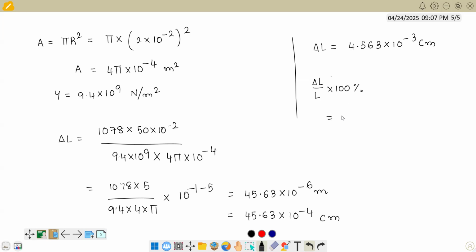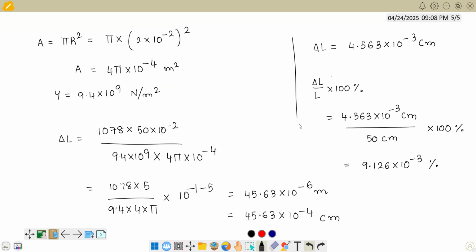If I try to do that, delta L by L is 4.563 into 10 power minus 3 centimeter divided by the length, also substituted in centimeter only, 50 centimeter. I'm not writing 10 power minus 2 because I want to substitute both in centimeter, into 100. So basically this is 2. If you do it, you will get 4.563 into 2, which is 9.126 into 10 power minus 3 percentage.